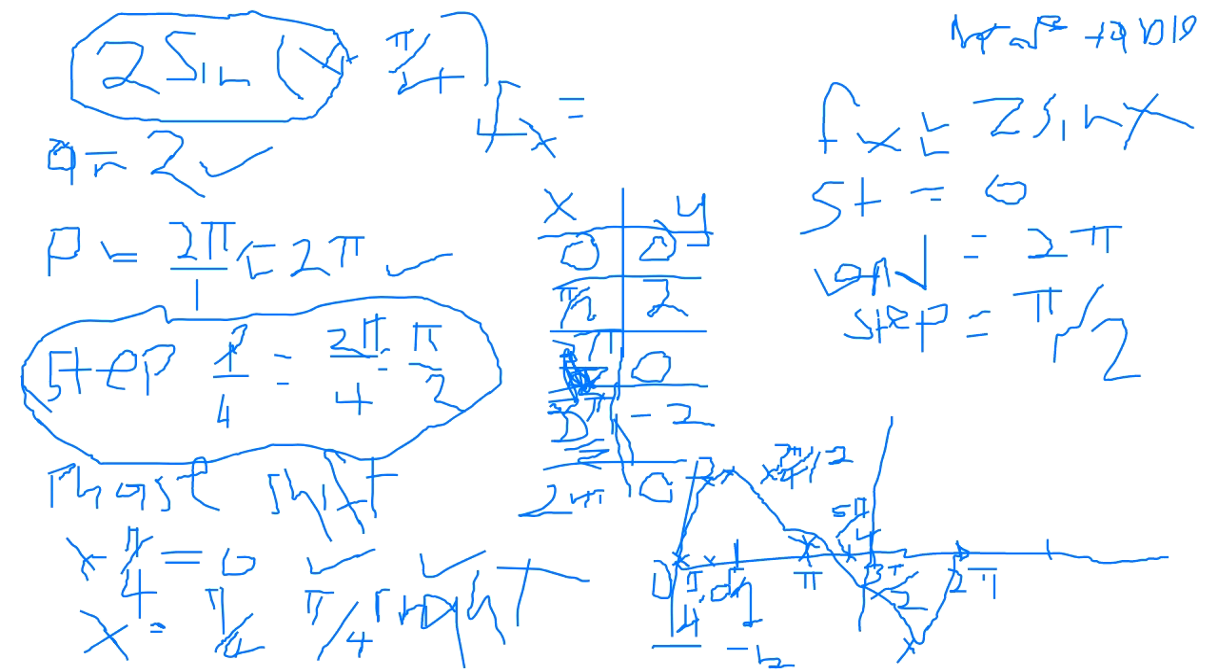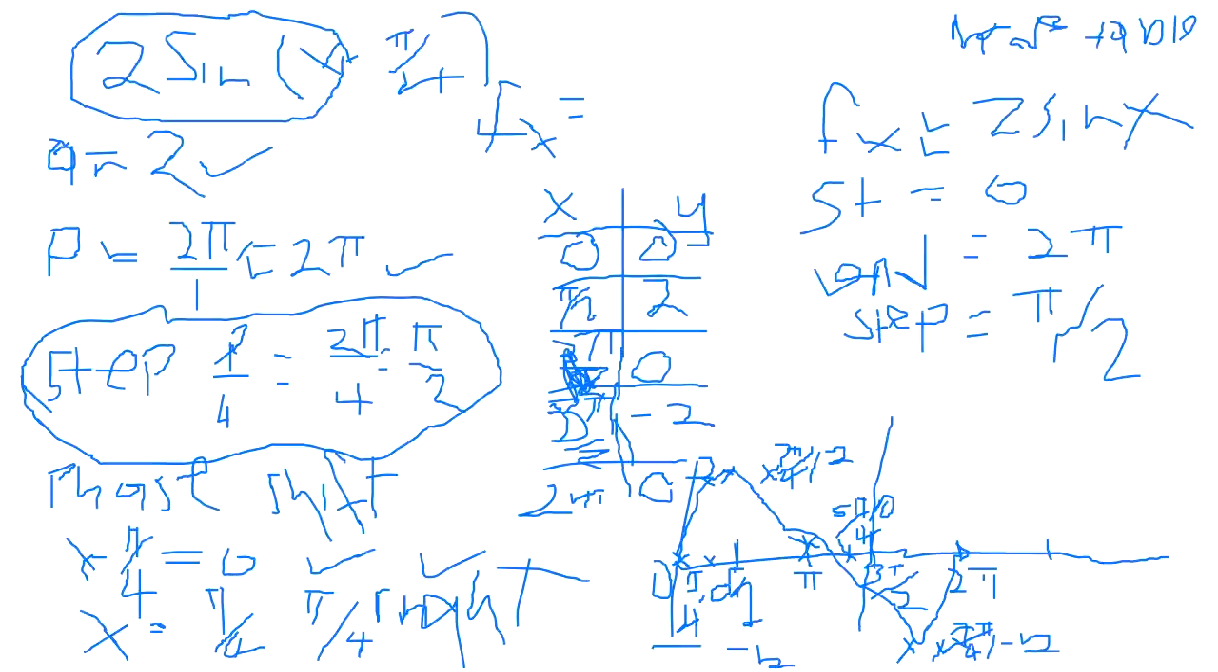Then here is 3. This point is 3 pi over 2 and 0. So this point 2 will shift here, somewhere here. 3 pi over 2 plus pi over 4, we are going to get 7 pi over 4 and minus 2. 7 pi over 4 and minus 2 will be the relevant point that we are going to mark.